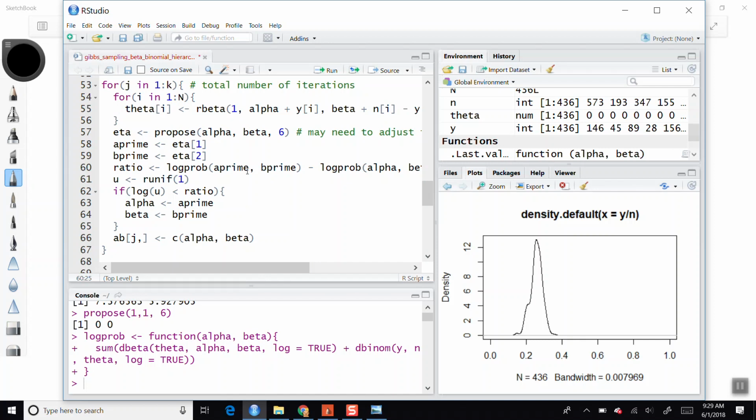I'm hoping this is okay, right? And then do we accept that, yes or no? So we generate a random uniform. We're going to take the log of that uniform value. If the log of the uniform is less than the ratio, we will take our proposed values A prime and B prime and set them to alpha and beta. Otherwise, we don't do that, and our current alpha and beta remain, and we will store them into the next row of our AB matrix.